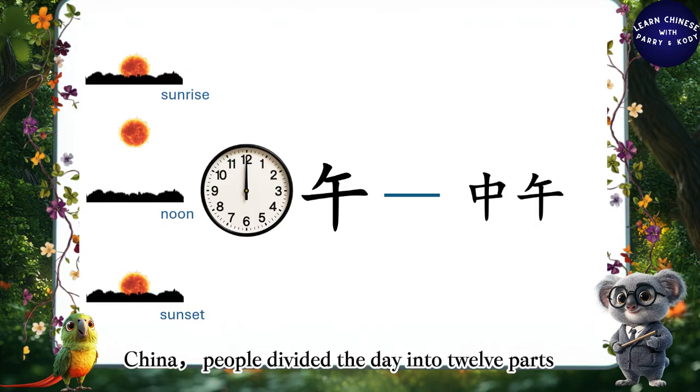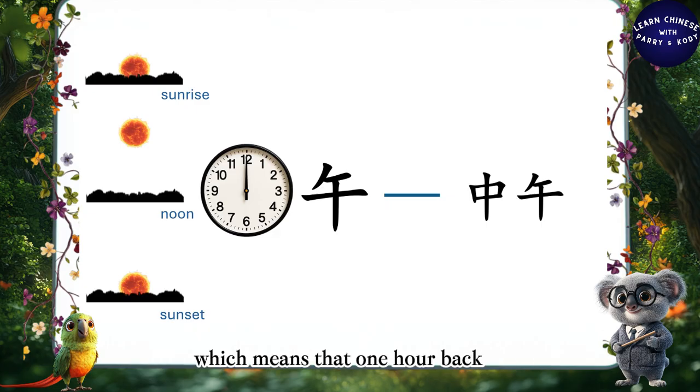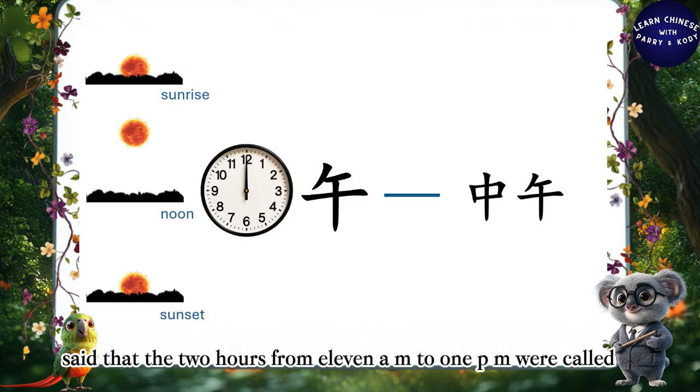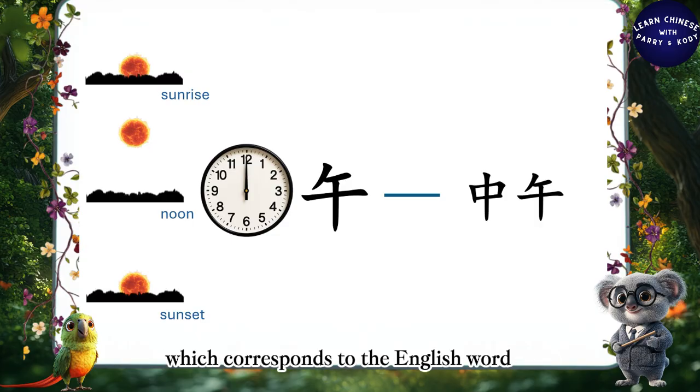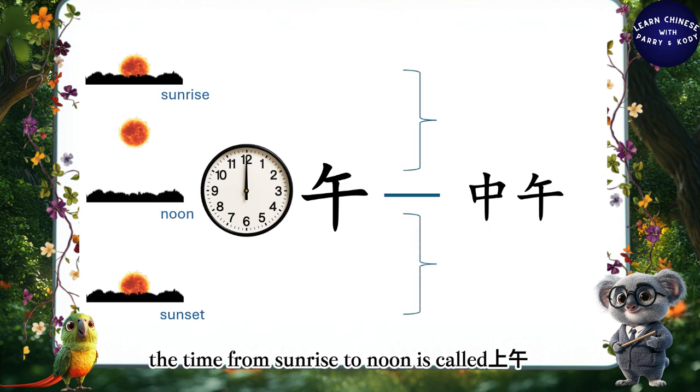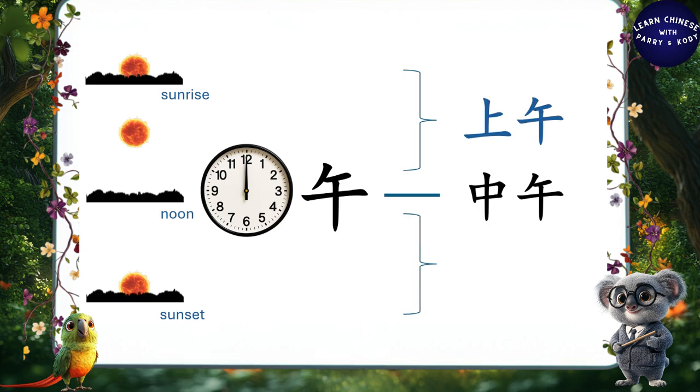In ancient China, people divided the day into 12 parts, which means that 1 hour back then was equivalent to 2 hours today. No wonder you said that the 2 hours from 11 a.m. to 1 p.m. were called 午. People commonly refer to this time period as 中午, which corresponds to the English word noon. The time from sunrise to noon is called 上午, which means morning.